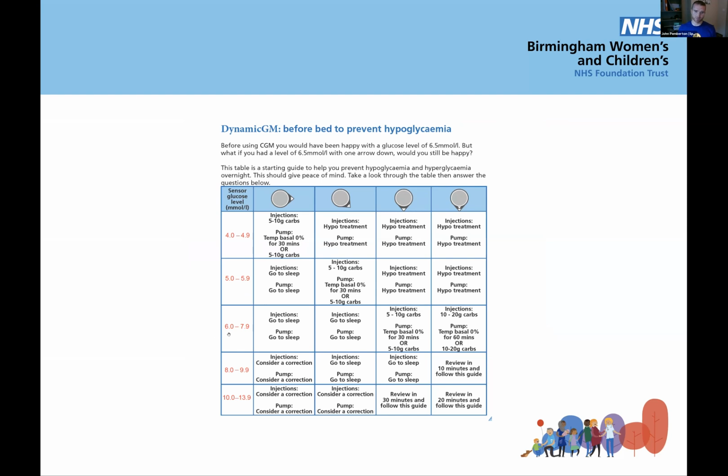So let's just say it was 6.5 and it was going steady. Well, you just go to sleep. There's no need to do anything with that. But if it was 6.5 with an arrow going straight down, you could either do 5 to 10 grams of carbs, or if you're on a pump, you could consider a basal rate of 0% for 30 hours, which is essentially the same as what a Medtronic predictive low glucose suspend would do, or what Basal-IQ would do if you were on a t:slim.